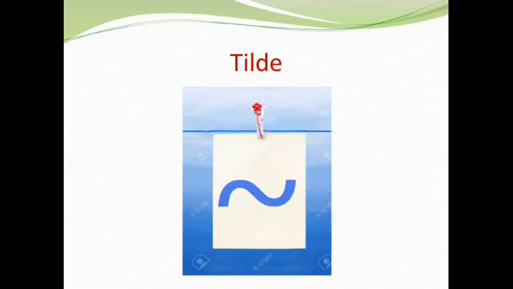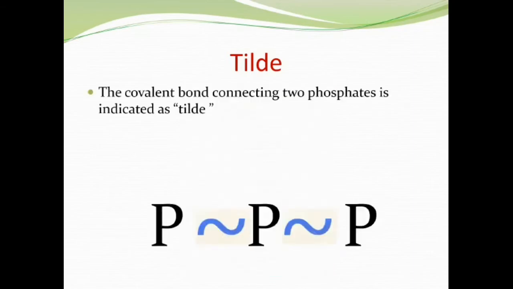Now let's talk about the tilde. The tilde, as you can see the symbol, is a covalent bond which connects the 3 molecules of phosphate. I'll show you how it is connected. As you can see, every phosphate molecule is connected by a tilde, which is a covalent bond connecting 2 phosphates, and the figure clearly shows the symbol.